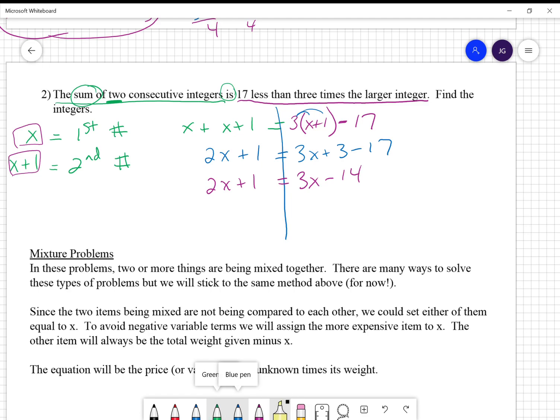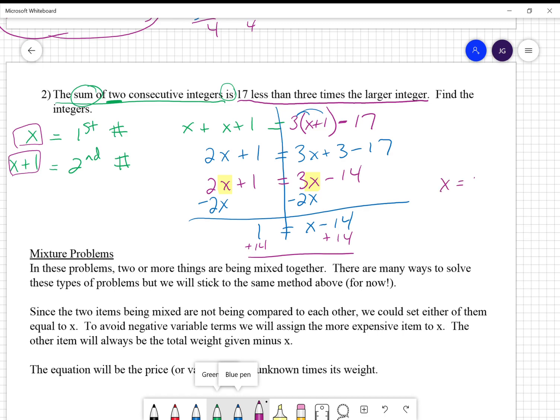Okay, I haven't had one of these. X's are on both sides. It doesn't matter which one you move, but if you have been watching the previous videos, I always say move the smaller because you can avoid negative numbers that way. Move 2x by subtracting it. 1 equals x minus 14, and finally add 14. X equals 15, or 15 equals x.